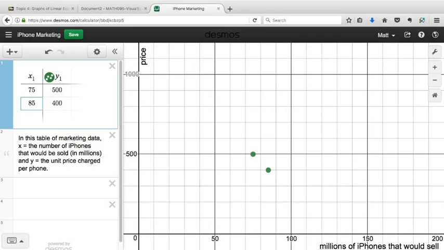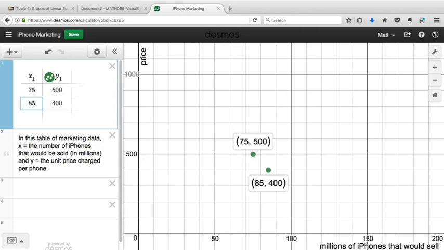So what's emerging here is that now I have these two different data points, two different snapshots in my relationship. I have my first data point, which says that at $500, I'm going to sell 75 million iPhones. And I have my second data point that says at a $400 price point, I'm going to sell 85 million iPhones.